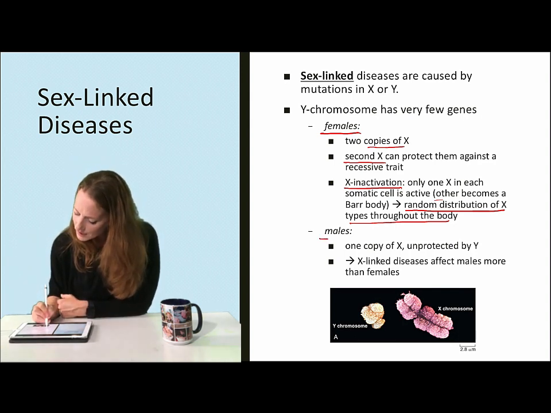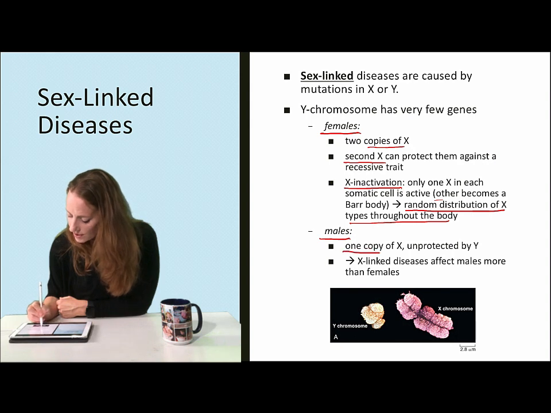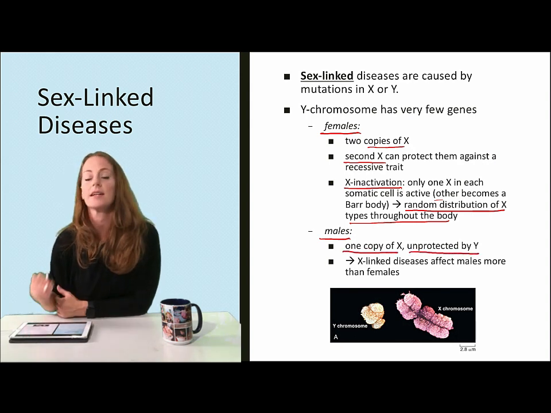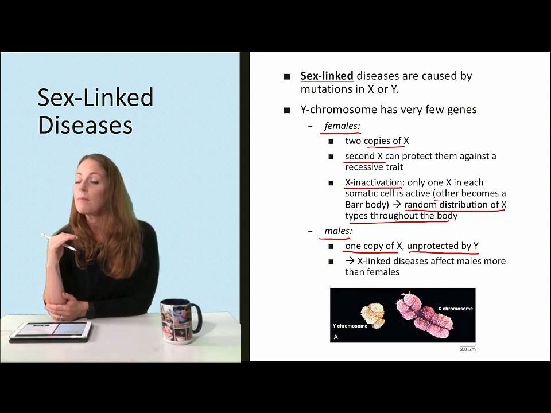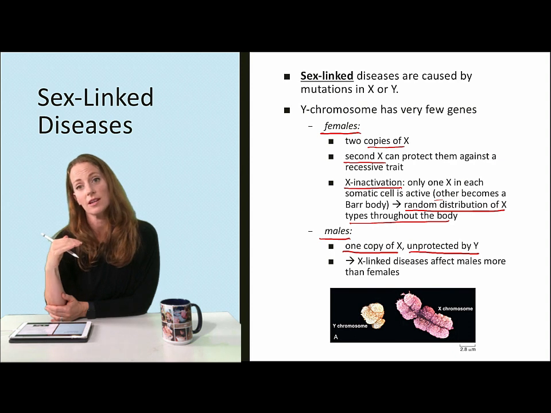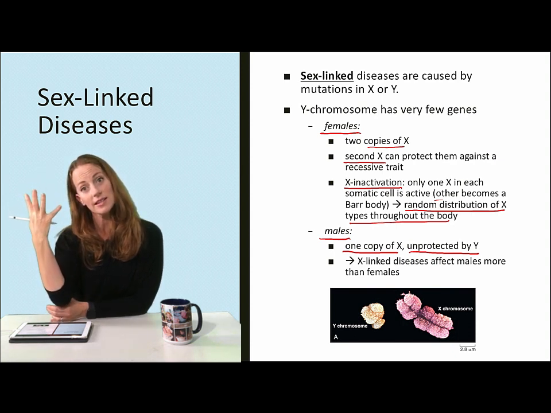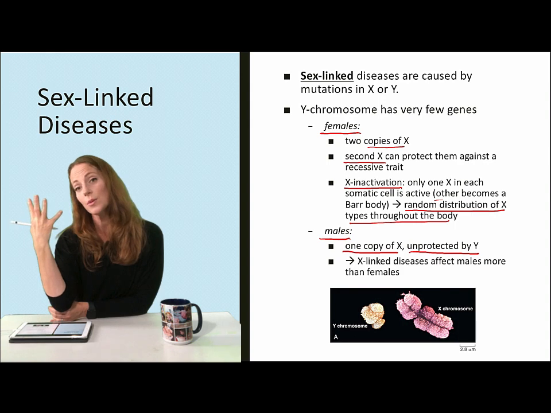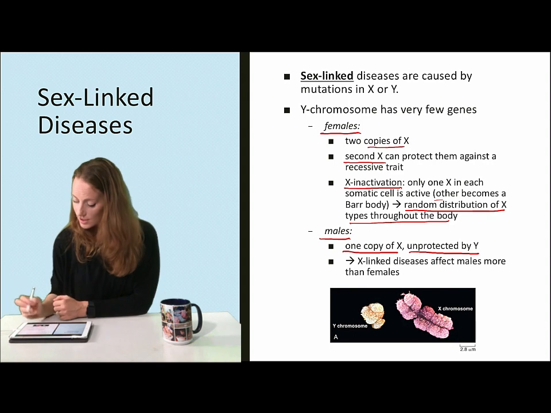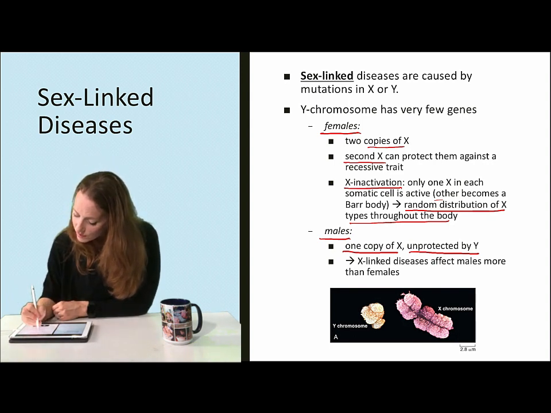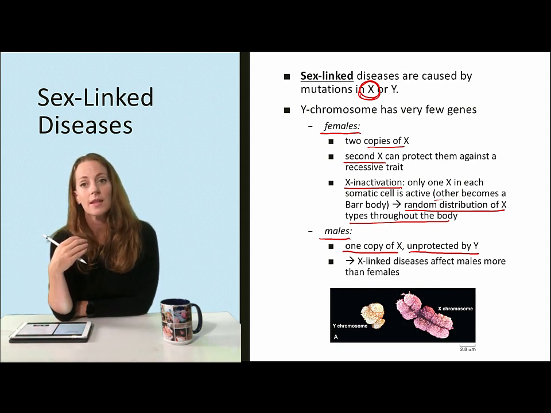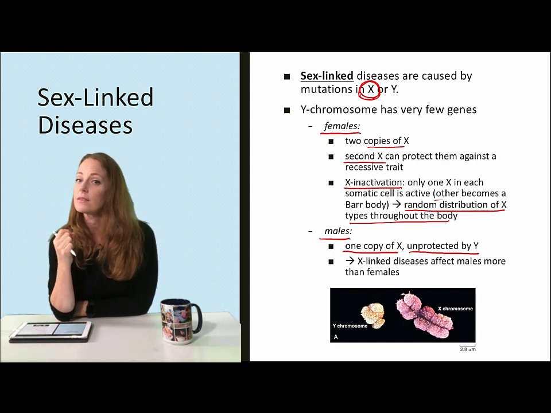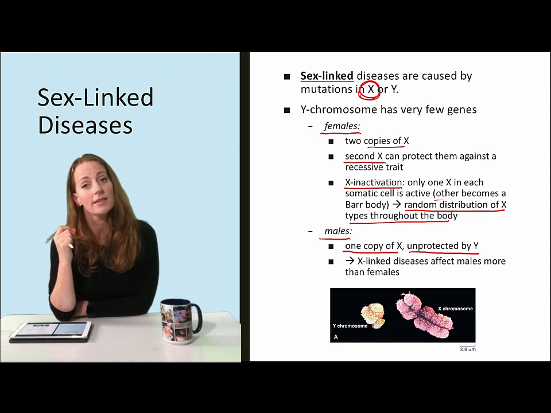In males, however, you have one copy of X and they are unprotected by the Y chromosome. That means that for the males of a particular generation, if the mother carries a disease on the X chromosome, it's much more likely for males to get the disease than for females. So the big clue that you have an X-linked disorder is that you have a lot more males than females affected by the disease.